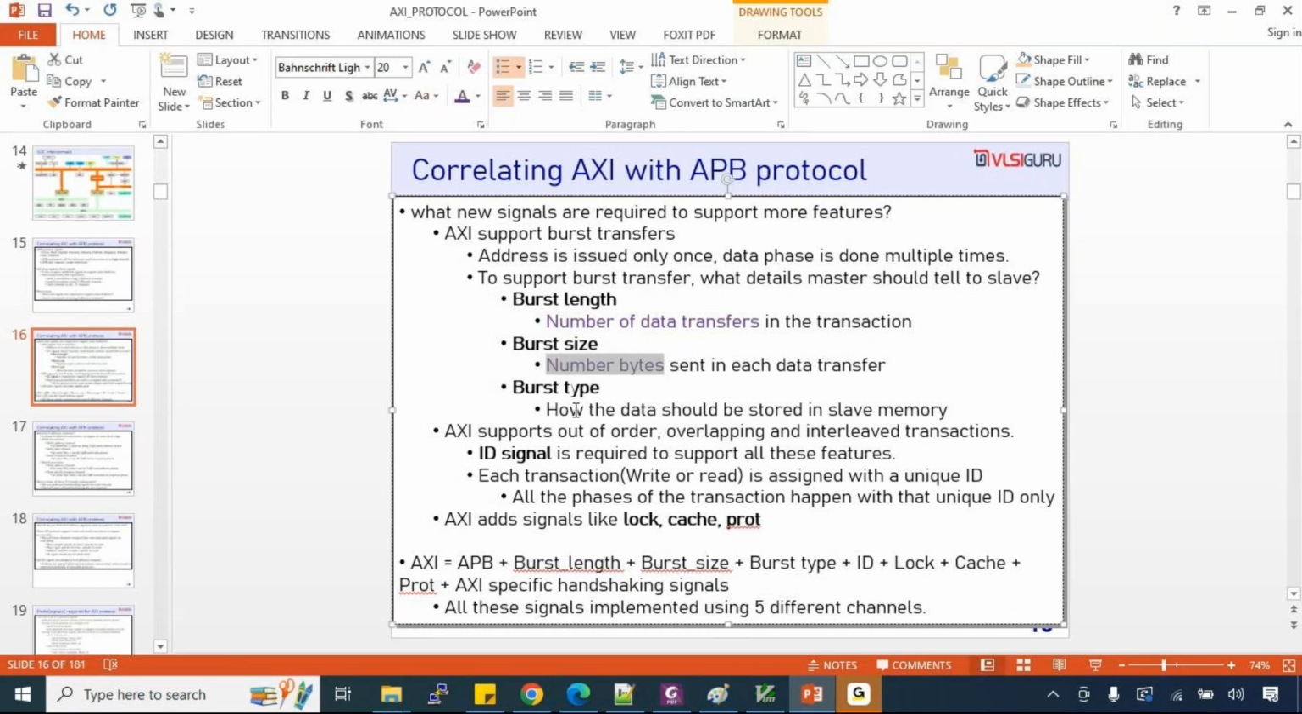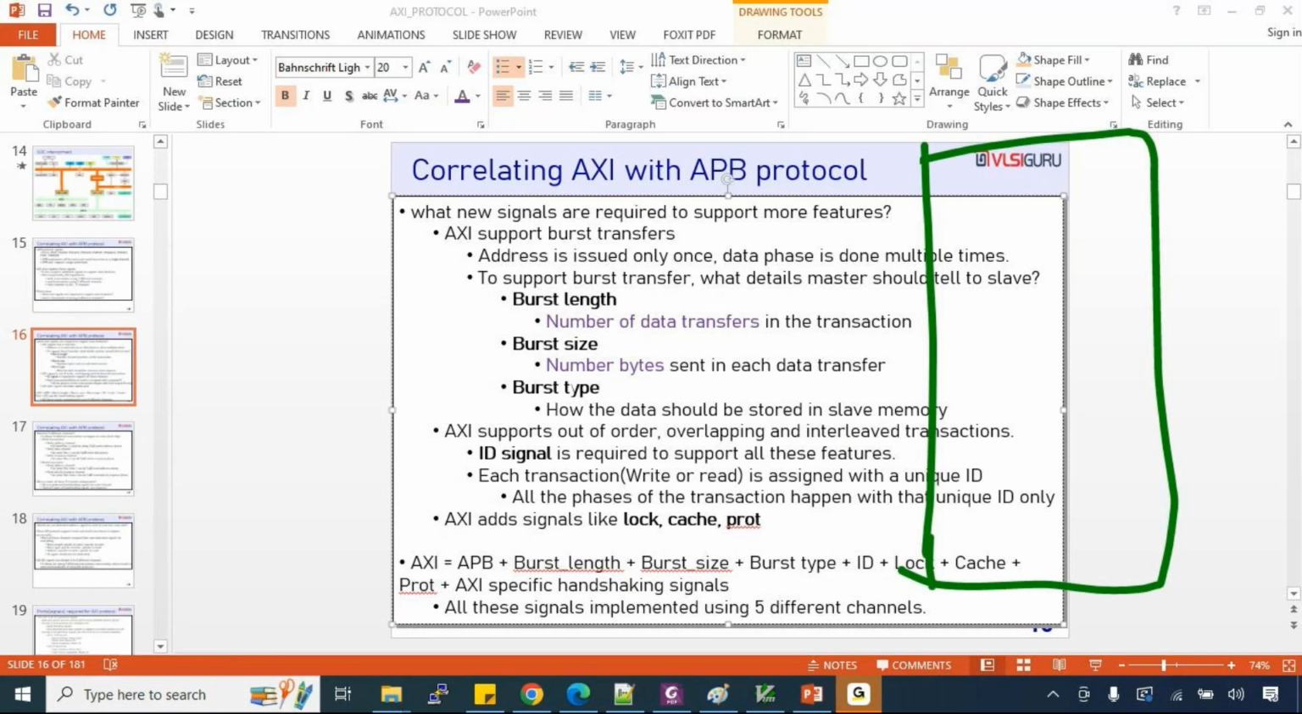Burst type is the third category: how the data should be stored in the slave memory. Is the burst incrementing type? Is it wrapping type? Is it fixed type? We'll discuss all three categories. Three types will be there generally. One is incrementing. What does incrementing mean? As you write the data, first data transfer, data will be stored here. Next data transfer, data will be stored in the next location.